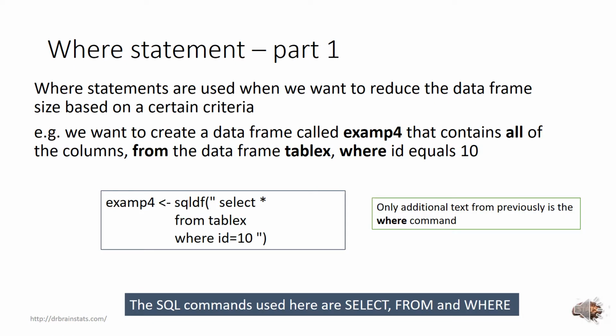Where statements are used when we want to choose specific data based on a certain criteria. For example, we want to create a data frame called example 4 that contains all of the columns from data frame tablex where ID equals 10. Now we are familiar with select star and the from statement. The only additional text from previously is the where command. And you can see we've got where ID equals 10. That's it. If you click on our data frame example 4, you will see the result of just one row.